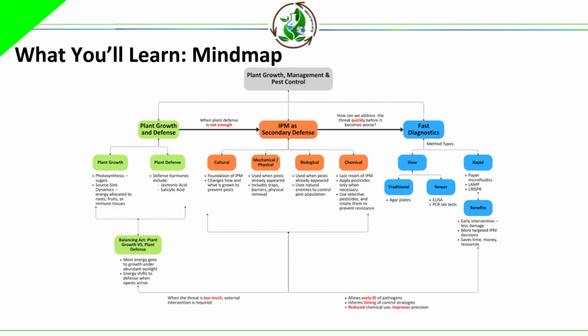In orange is IPM, our second layer of defense when the plant's own responses aren't enough. That includes cultural tactics like rotation or resistant varieties, mechanical tools like traps or barriers, biological control with natural enemies, and chemicals as a last resort. In blue are diagnostics, tools from agar plates to ELISA, PCR, LAMP, and CRISPR that help us catch problems early. Early detection means less damage, better decisions, and less wasted time and money.